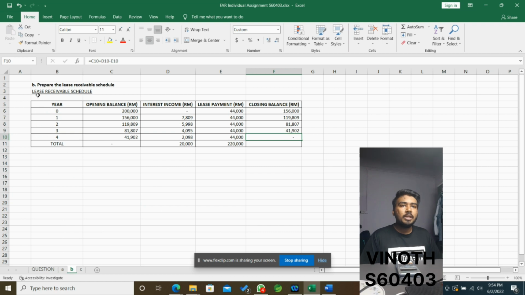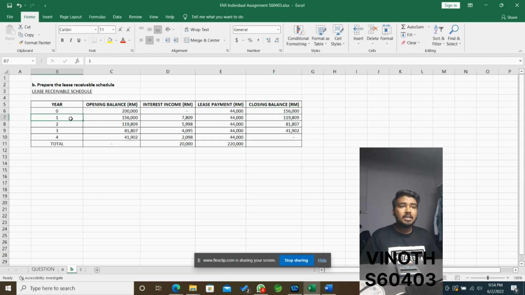Then we go to the next question, which requires us to prepare the lease receivable schedule. At year 0, which means at the start, the opening balance is 200,000, which is the value of the vehicle, and then the lease payment is 44,000, and the closing balance is 156,000. So how do you get the closing balance? It is the opening balance plus the interest income minus the lease payment. So you would get the closing balance.